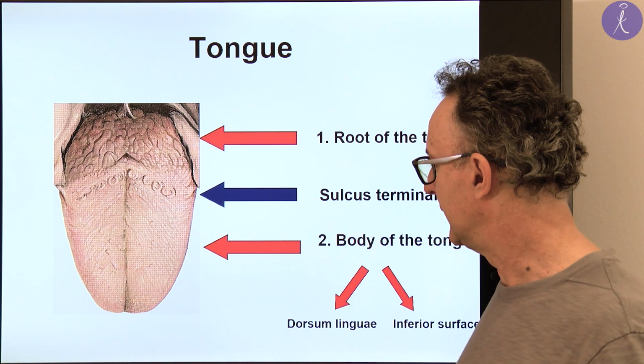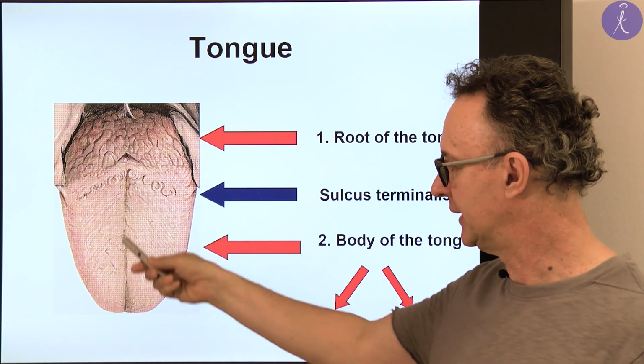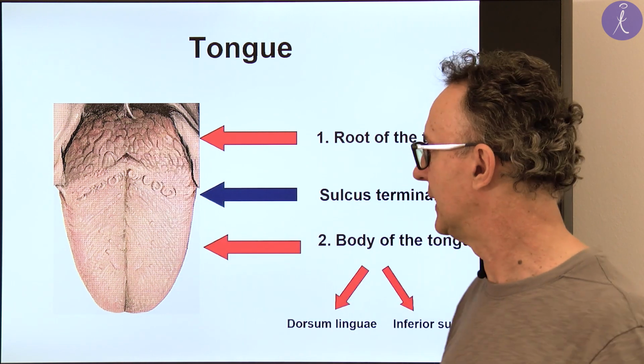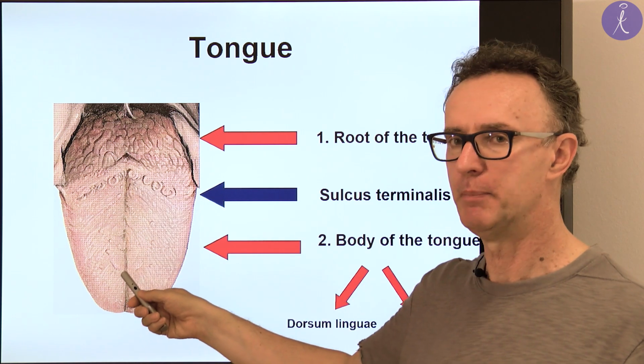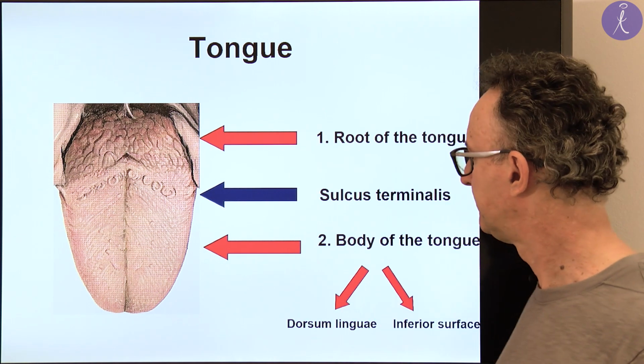Now let's see the gross anatomy first. The anterior two-thirds of the tongue is the so-called body or corpus. The posterior one-third is the root or radix. Histologically, the anterior two-thirds is the papillary part. The posterior one-third is the follicular part.